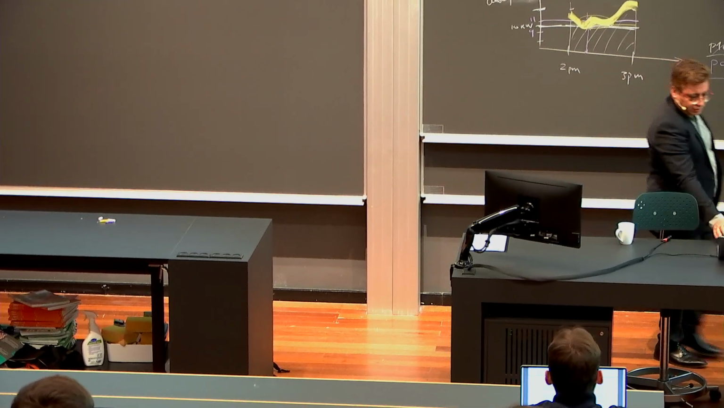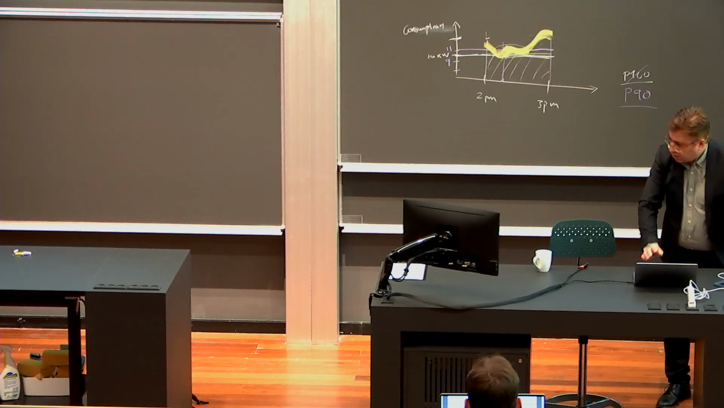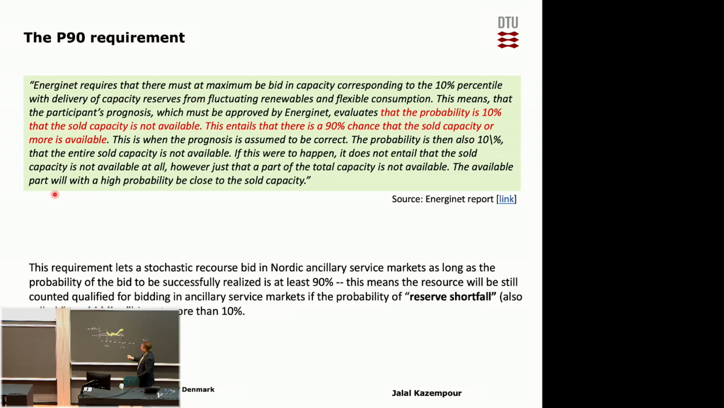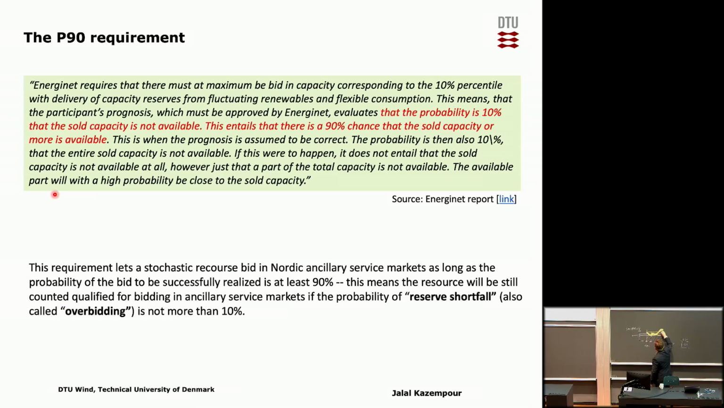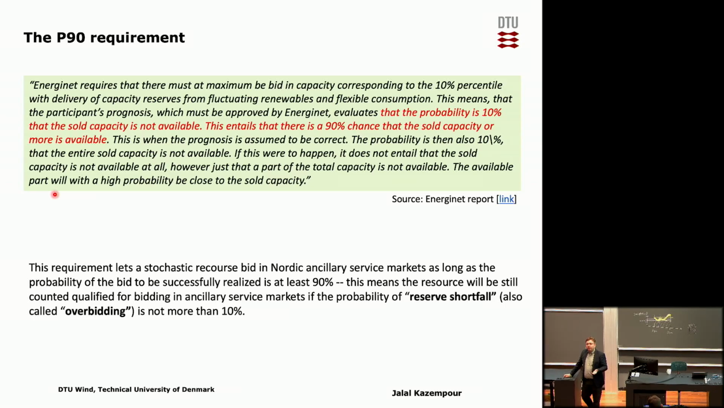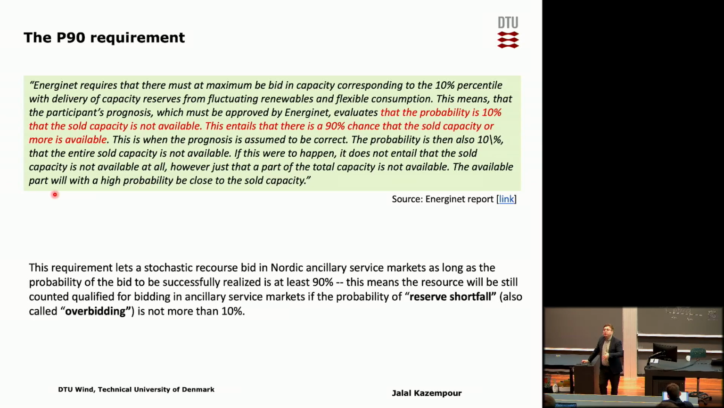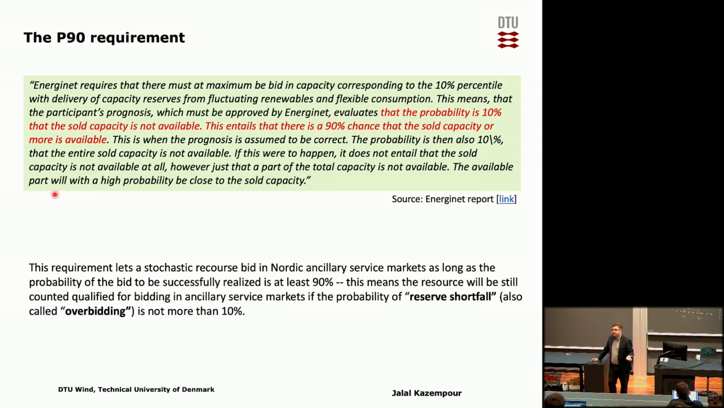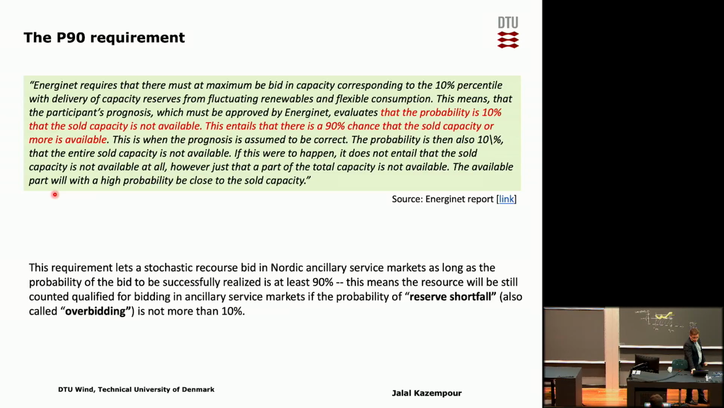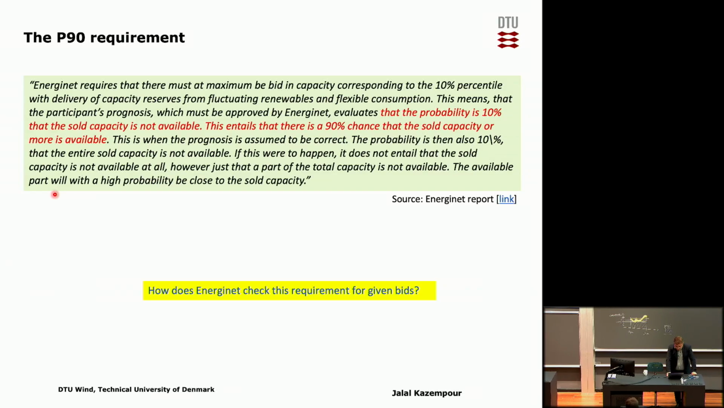So when I say reserve shortfall or overbidding, I'm talking about, for example, this case that I bid this, and now this part is not available. So for an unavailable part of reserve, we refer to it as overbidding. It means that you bid more, or reserve shortfall. They are the same things. Clear? Good.